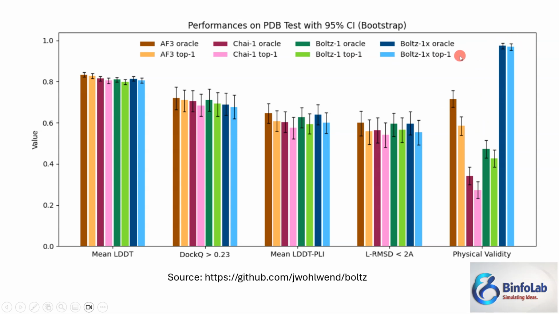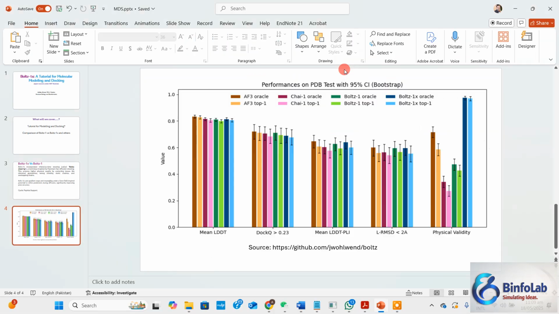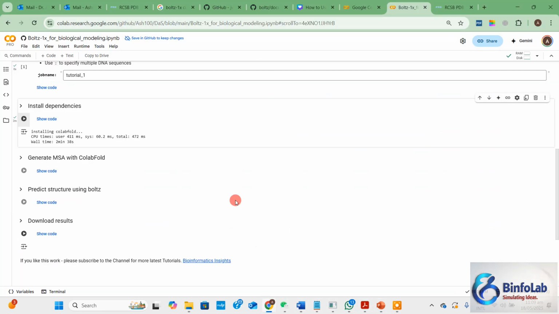So I suggest if you are at the beginner level for modeling or docking, and you don't know which program to use, you can consider Boltz-1x. This picture is taken from GitHub, and this is the address. You can go there and check. This is their official repository for the Boltz group. Okay, so that was all about the differences of Boltz. So let's come back to the original tutorial section now.